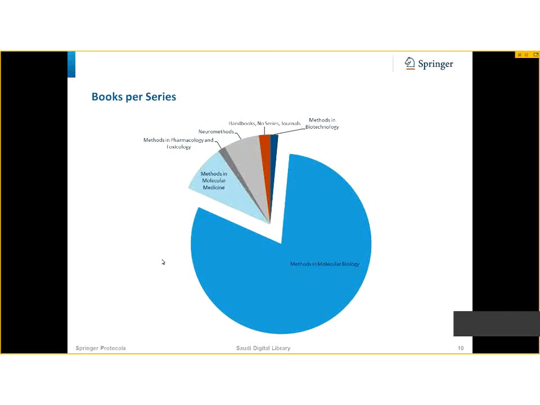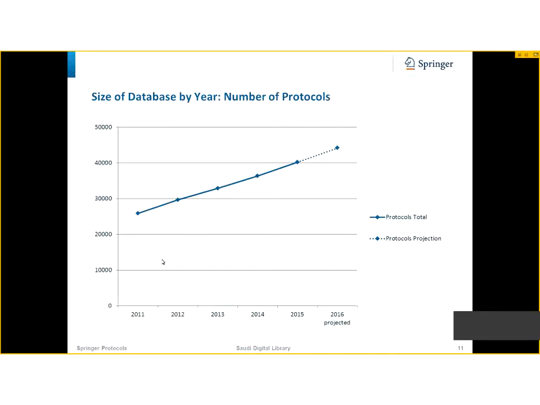So the books are, like I mentioned, divided by series, and Methods in Molecular Biology, which is the oldest collection available, is also definitely the largest. About 80% of the books fall within the category of Methods in Molecular Biology. And the size of the database grows linearly every year. The number of protocols, like I mentioned, grows by 3,000 to 4,000 protocols every year, and we will reach the mark of 40,000 protocols by the end of this year.